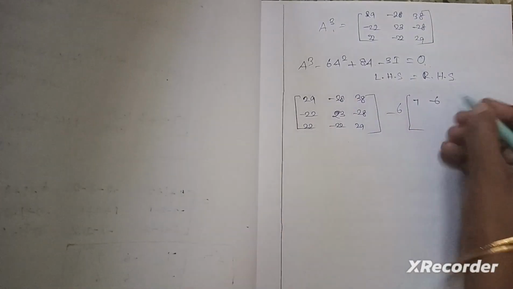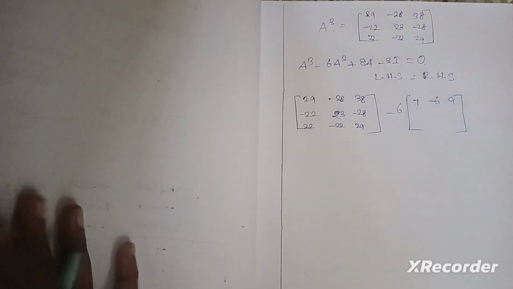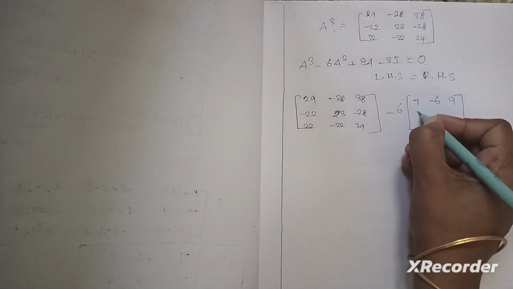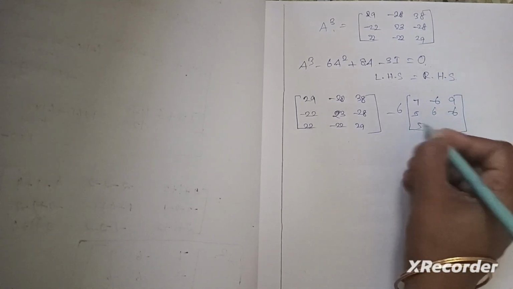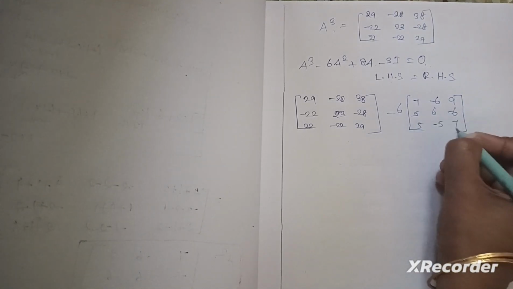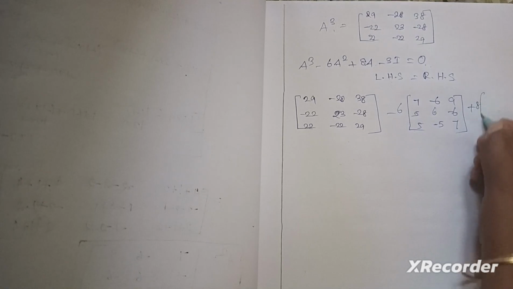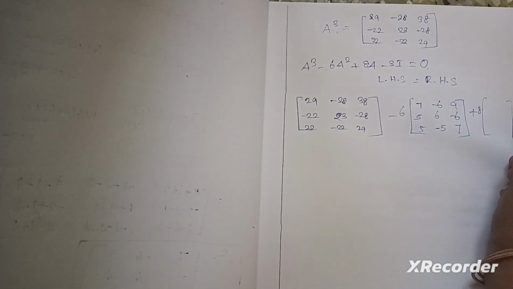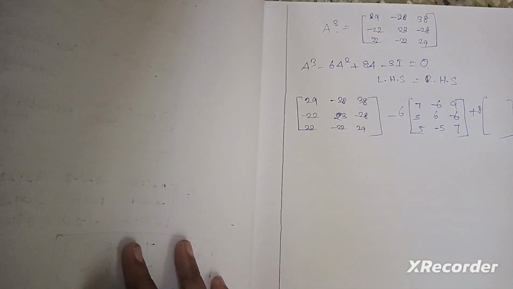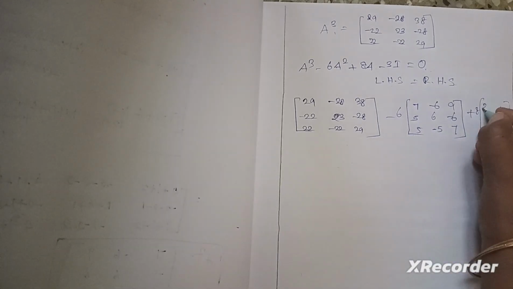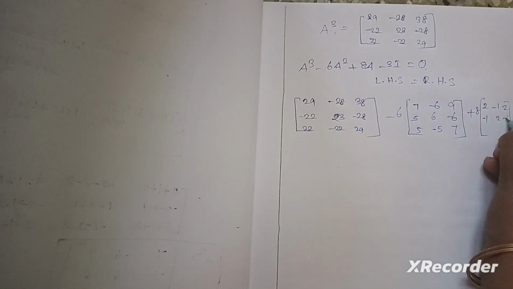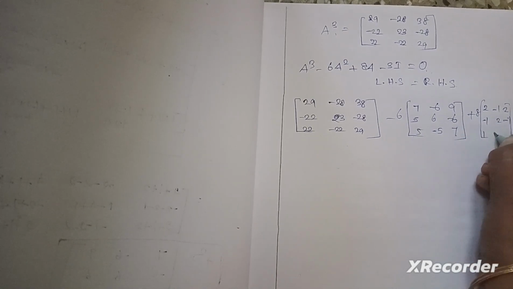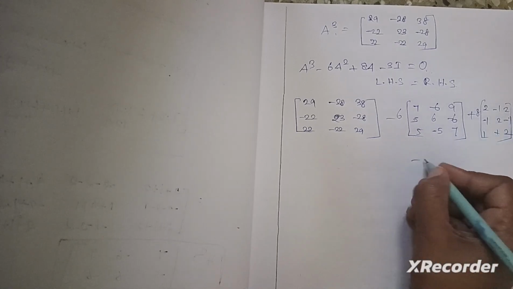7 minus 6 9, 5 6 minus 6 5 minus 5 7, plus 8 into A. What is the A in this question? A is 2 minus 1 2, minus 1 2 minus 1, next 1 minus 1 2 minus 3.